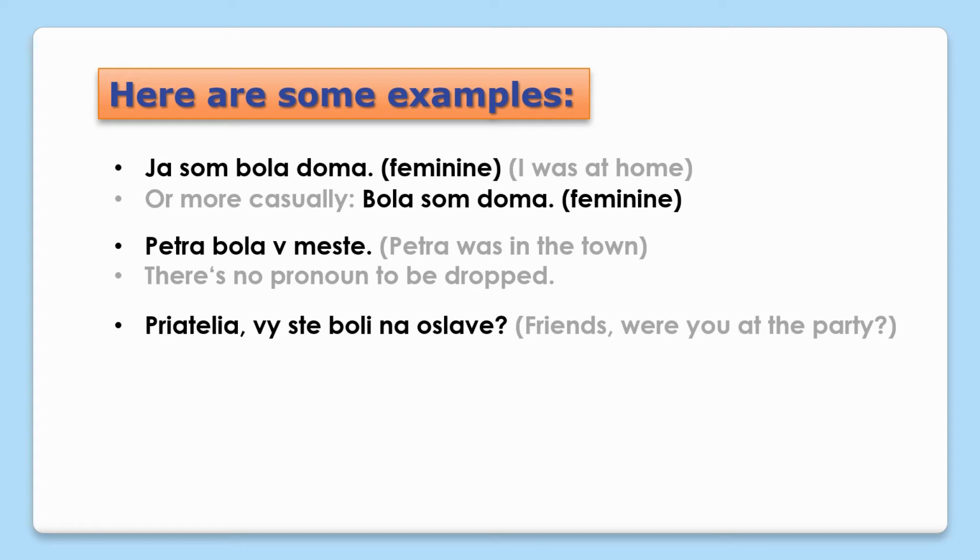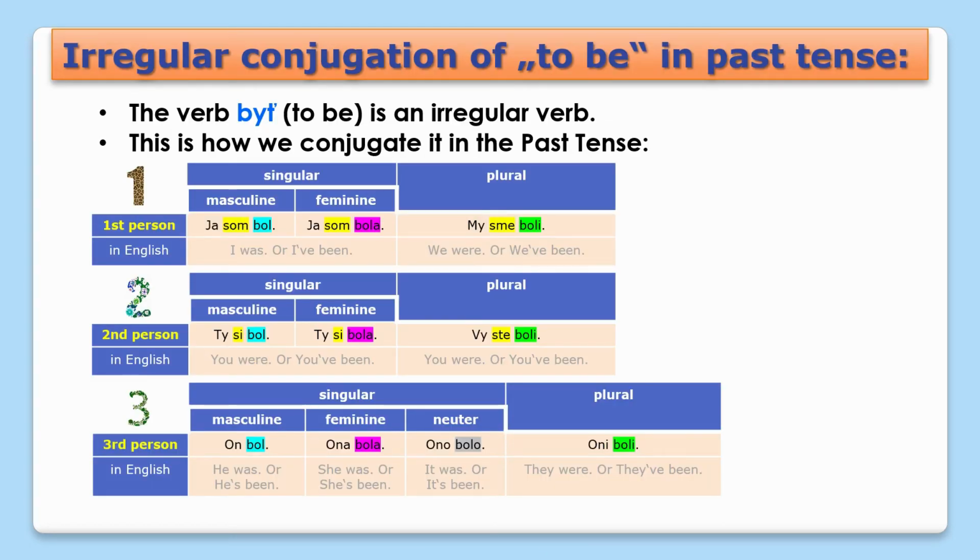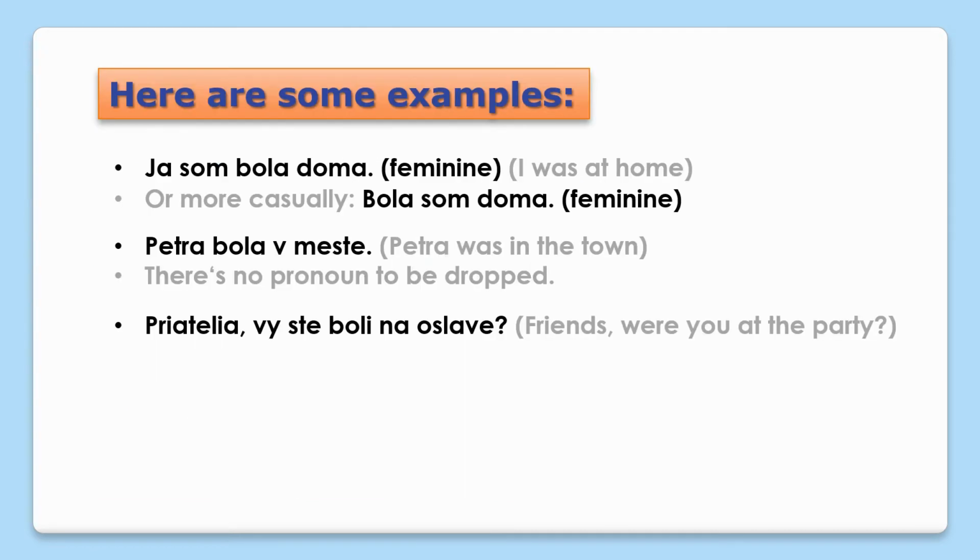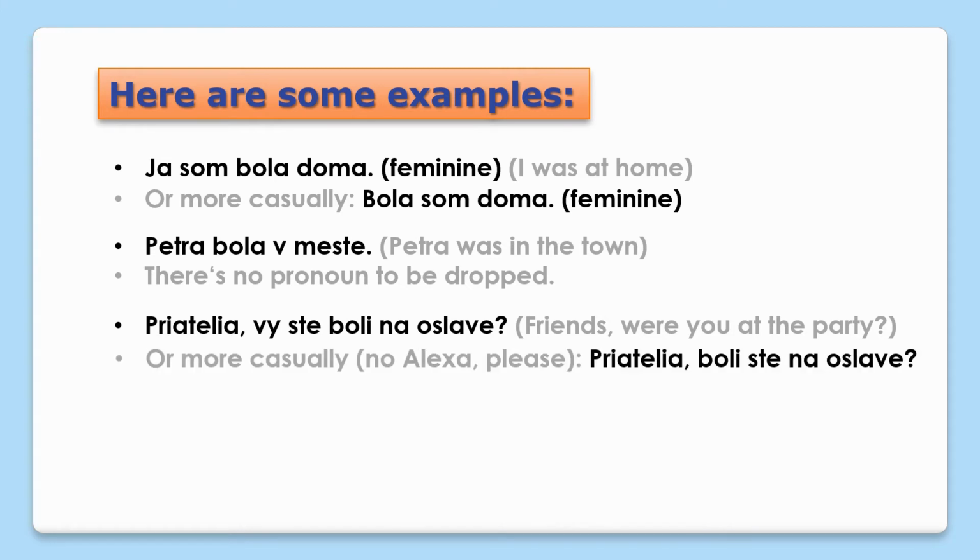Next. Priatelia, vy ste boli na oslave? I'm talking about second person plural. But a native speaker would just say priatelia, boli ste na oslave?